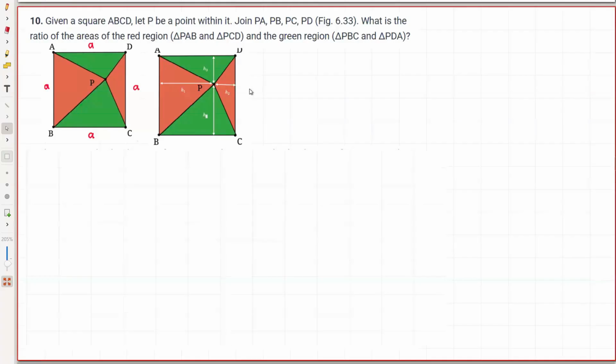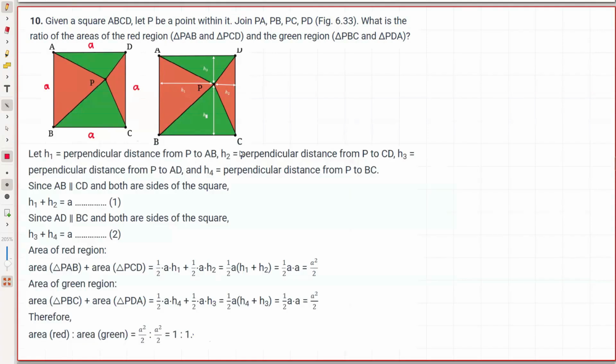Okay, now this is the concept. Now we'll come to the solution. This is our construction, right? Let H1 be the perpendicular distance. We're just drawing the height of the triangle, H1. Next, H2 is the height of the triangle DBC. And H3 is the height of this triangle. H4 is the height of this triangle.